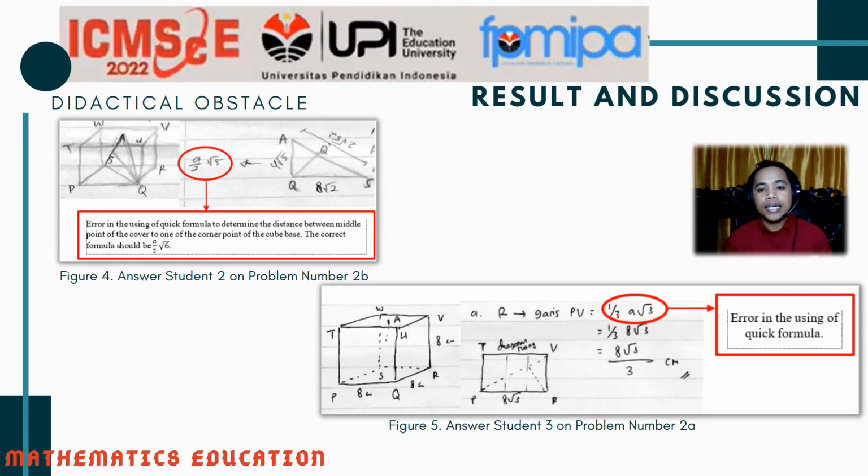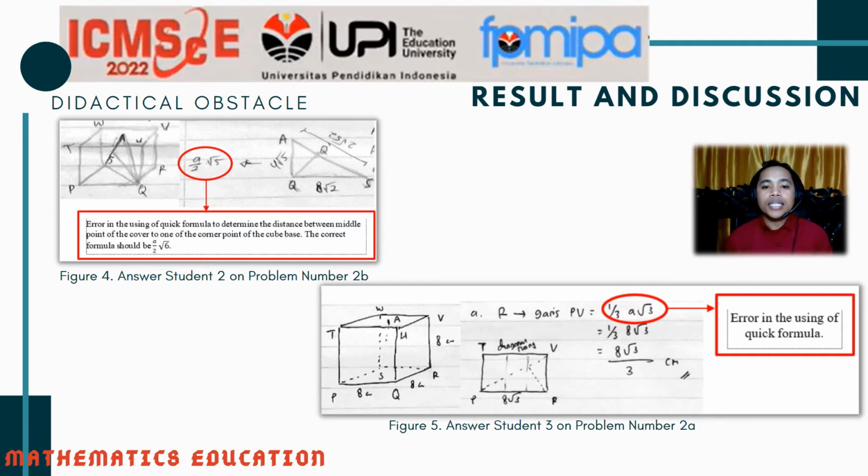One of them is in figure 5. It is clearly seen that student 3 made an error in using the quick formula. In the interview, it is revealed that student 3 used the quick formula in order to complete the question quickly. However, he didn't even know where the formula was obtained from. He just knew the quick formula from what the teacher taught.